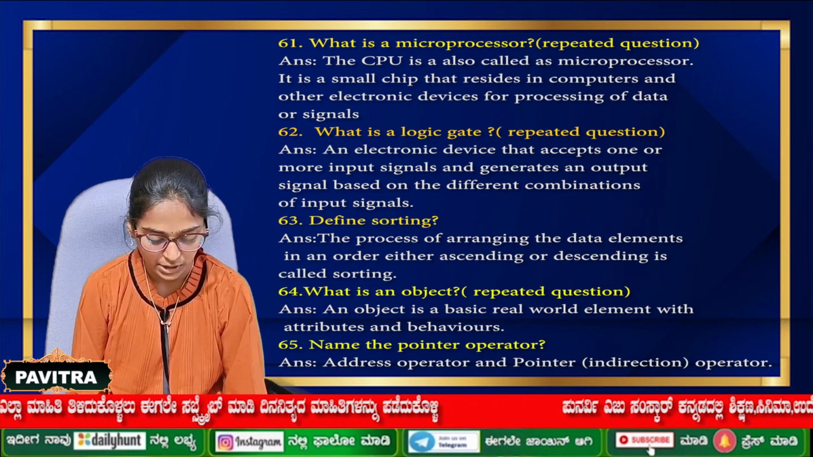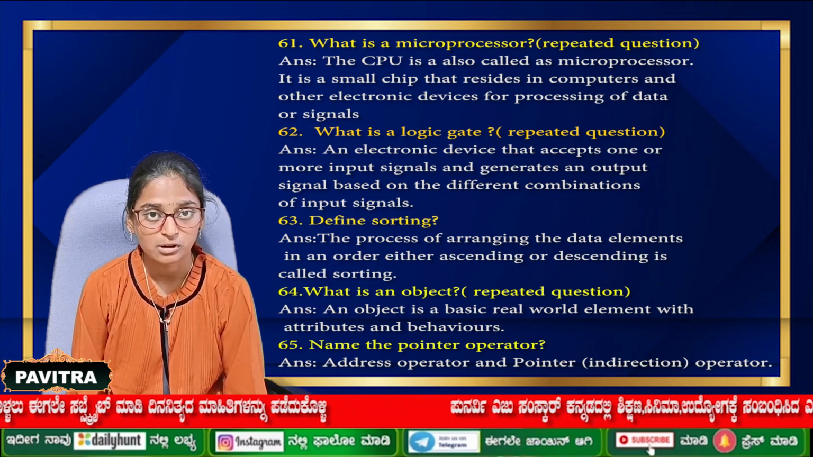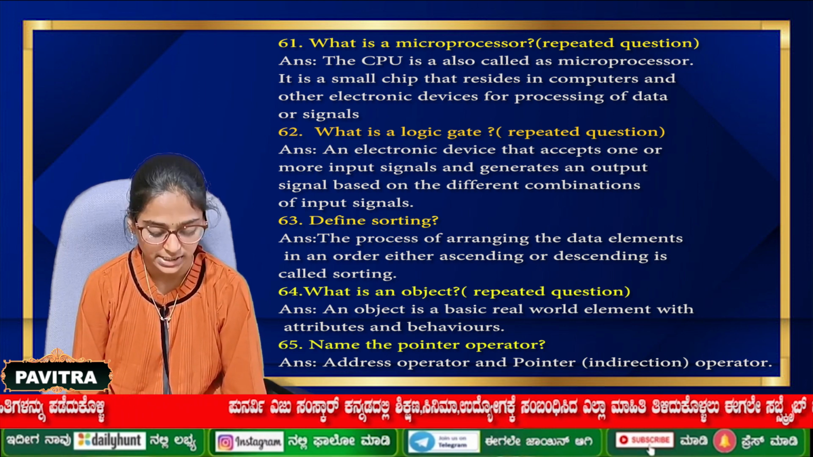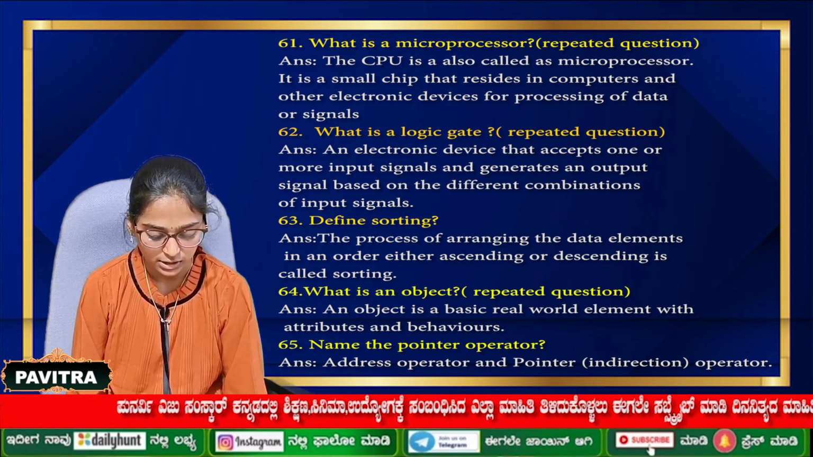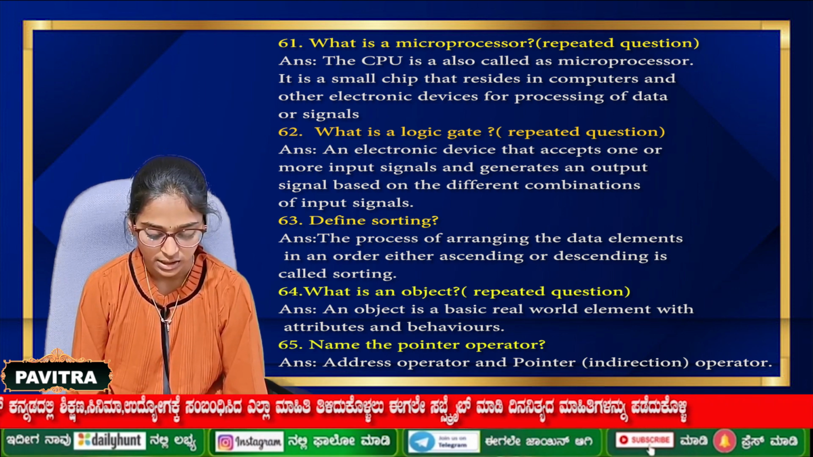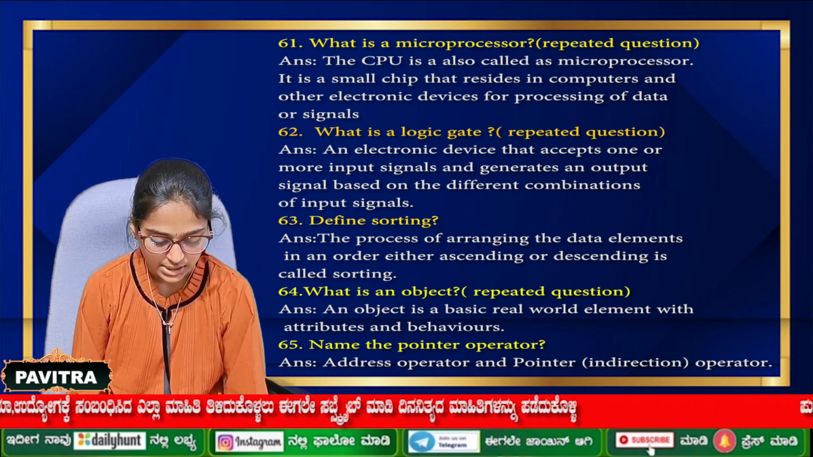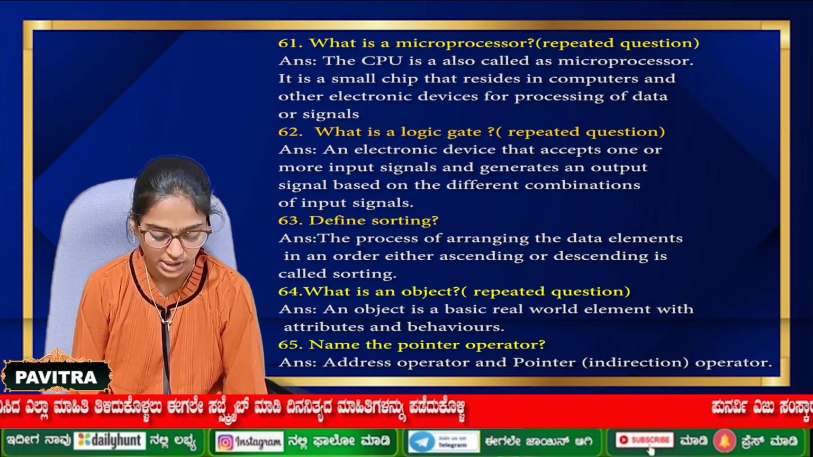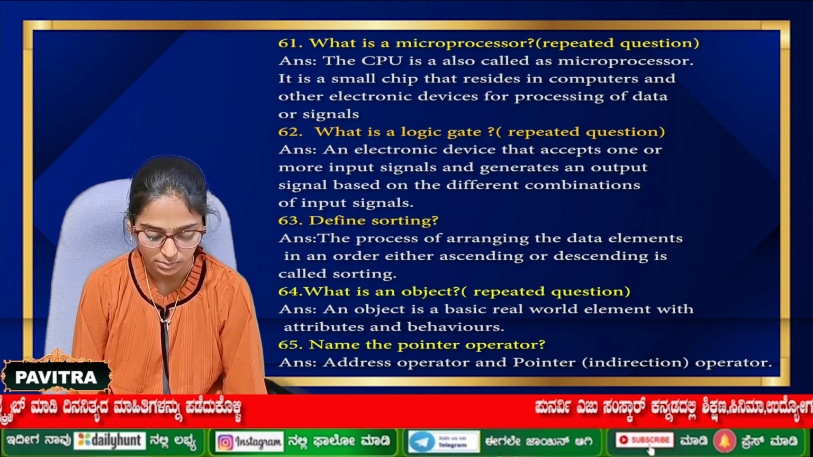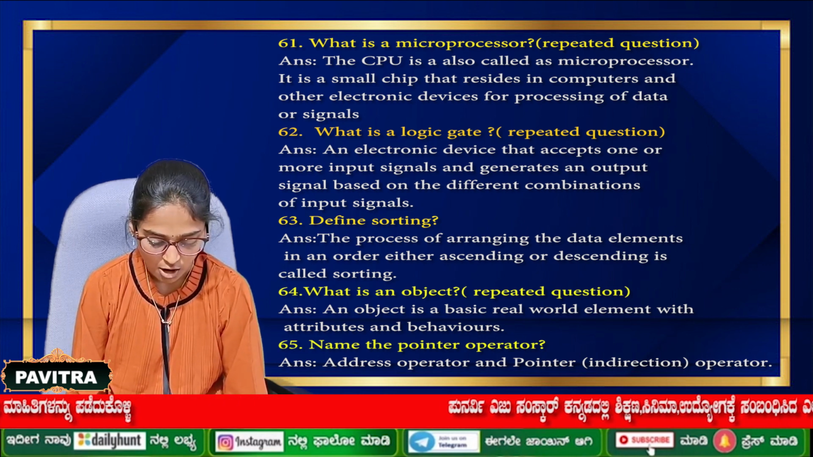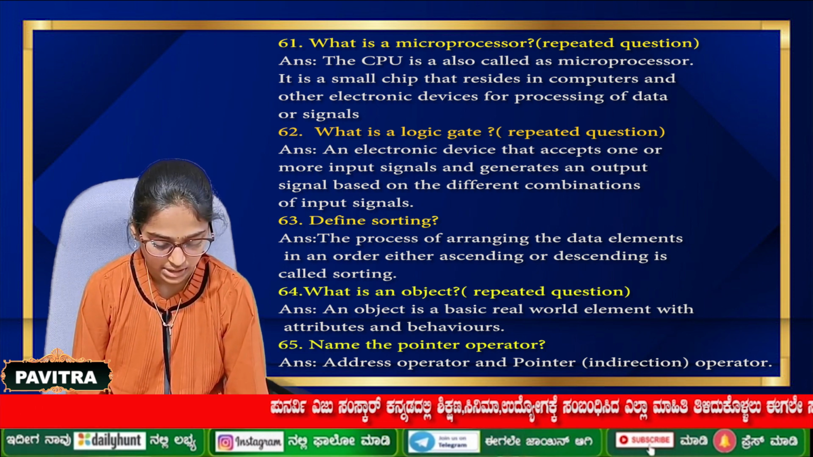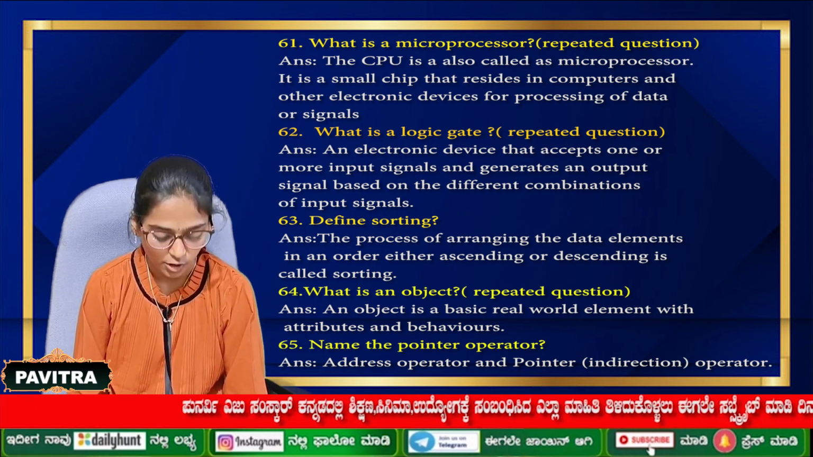61. What is a microprocessor? The CPU is also called the microprocessor. It is a small chip that resides in computers and other electronic devices for processing of data or signals. It is also a repeated question. 62. What is a logic gate? An electronic device that accepts one or more input signals and generates an output signal based on the different combination of input signals.